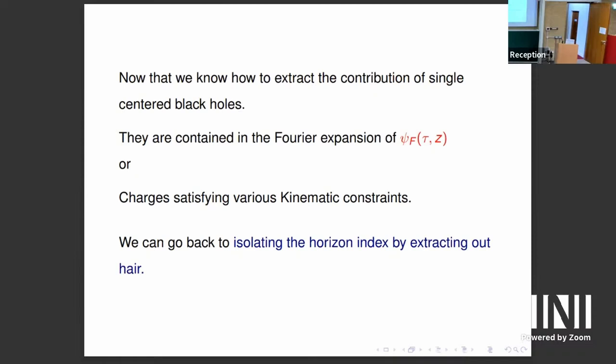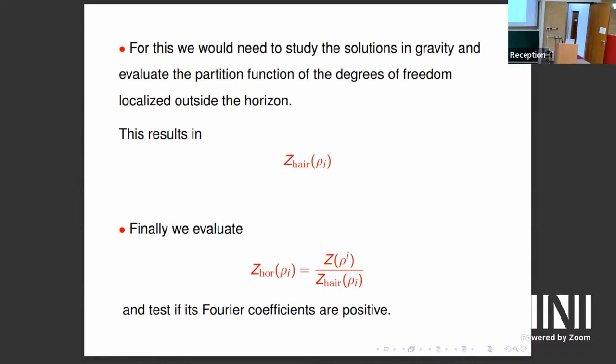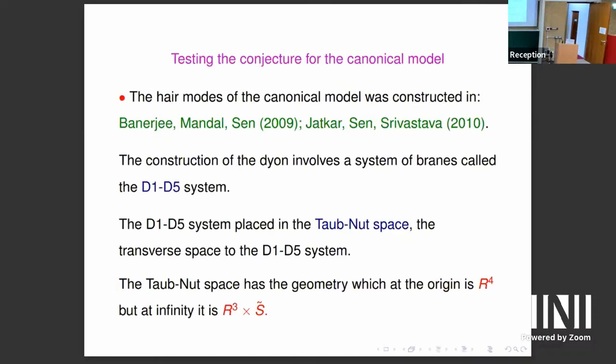We can go about isolating the horizon degrees of freedom by extracting out the hair. So for that, we need actually to find the partition function of the hair in each of the cases, right? And once we have that, we have to divide it out. That's it. So these hair modes have been done earlier by these authors. They have constructed the hair for the maximally supersymmetric canonical model, the K3 cross T2 model. And it involves looking at the dyon a little bit more carefully.